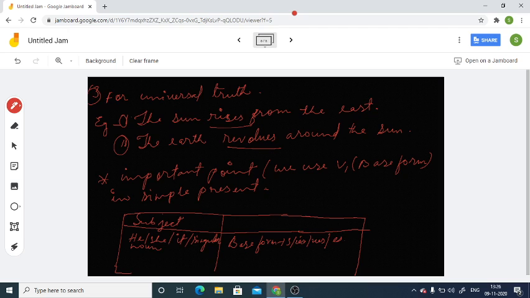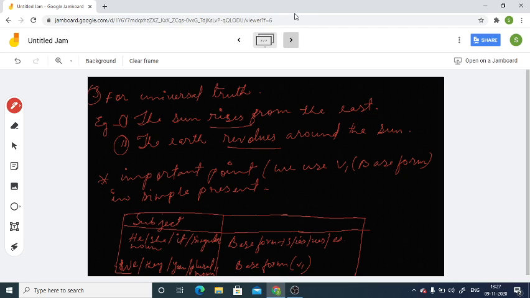Next, if the subject is plural, like we, they, you, and any plural noun, then we will use the base form. That is V1.